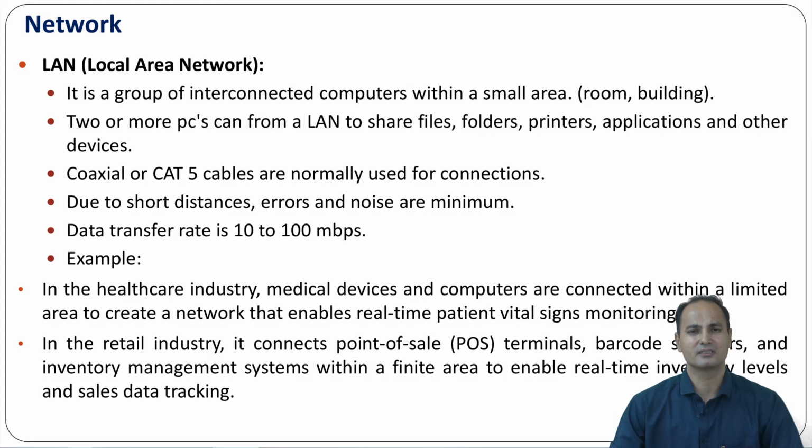Two or more PCs can form a LAN, as we know in simple terms. That makes a LAN. Coaxial or Cat5 cables are normally used for connections to establish a LAN. Due to short distances, errors and noise are minimum. Data transfer rate is 10 to 100 Mbps. Various examples: there may be industry, medical devices and computers connected within a limited range to create a network that enables real-time patient vital signals monitoring.